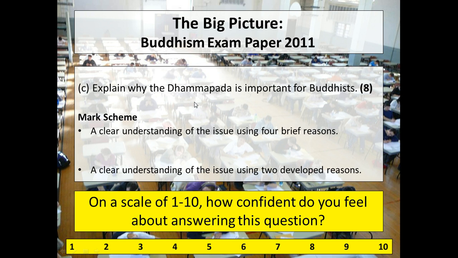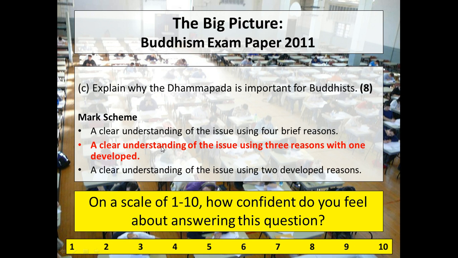Now, in order to get full marks, 8 out of 8, what we need is a clear understanding of the issue using 4 brief reasons or 2 developed reasons, or as I'm going to do in this video, show a clear understanding of the issue using 3 reasons with 1 developed.